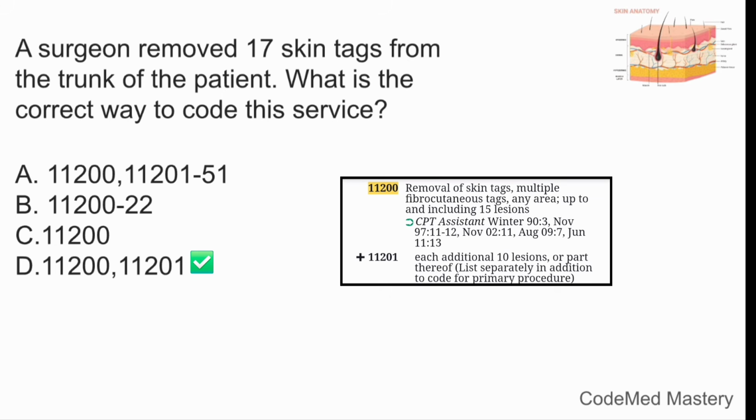In option B and C, they have only given 11200. We cannot code only 11200. In option A, they have given 11200, 11201 with modifier 51. We are not using modifier 51 in this scenario because modifier 51 is for multiple procedures. But 11201 is an add-on code which should not be reported with modifier 51. Okay? The right answer is option D.